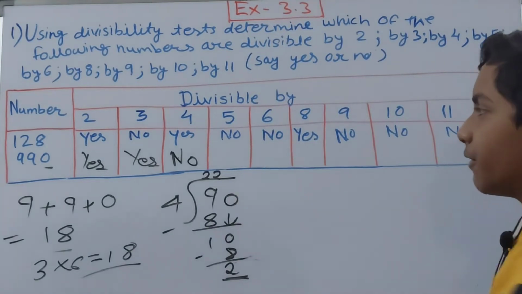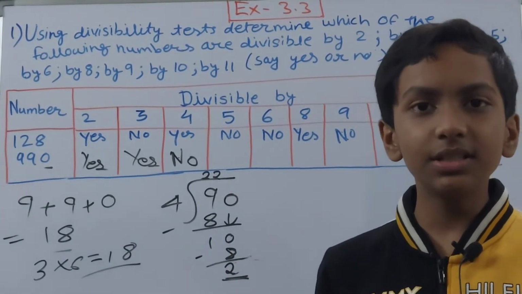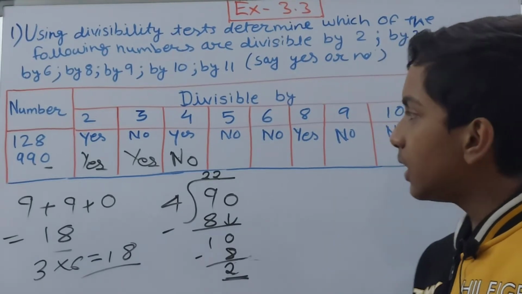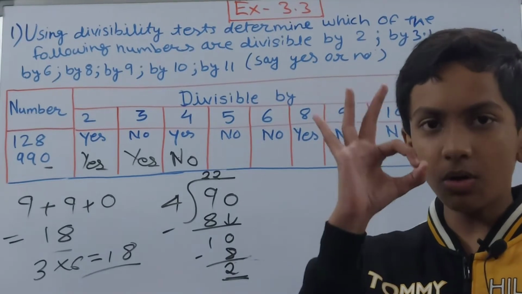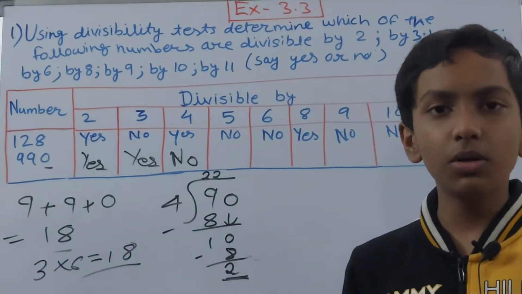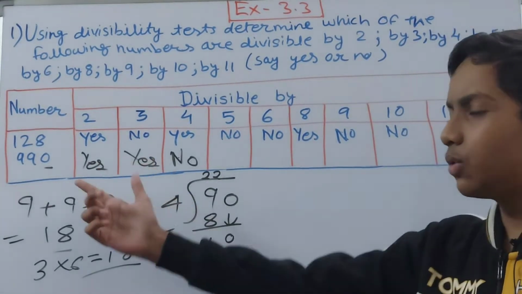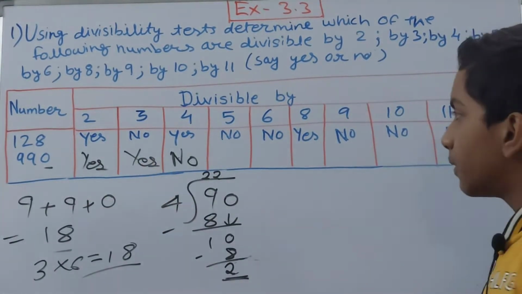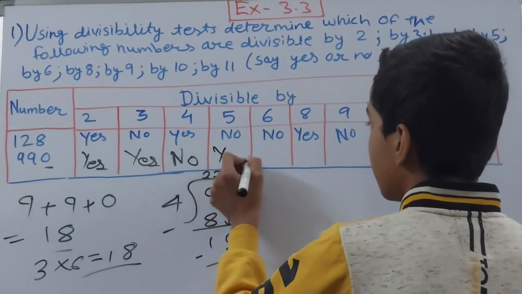Then 5. 5's divisibility test is pretty easy. What you have to see is again the digits at the ones place. Here we have 0. Now the digit at the ones place should be 0 or it should be 5. Okay, if any one out of these 2 digits is present at the ones place in that number, then that whole number is divisible by 5, right? So here we have 0, so yes, it is divisible by 5.